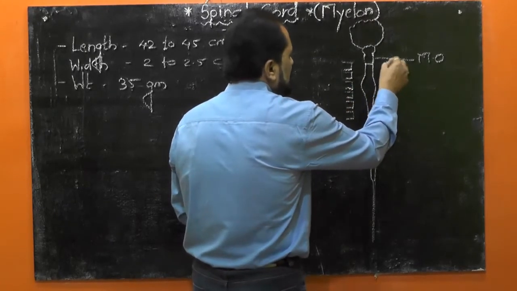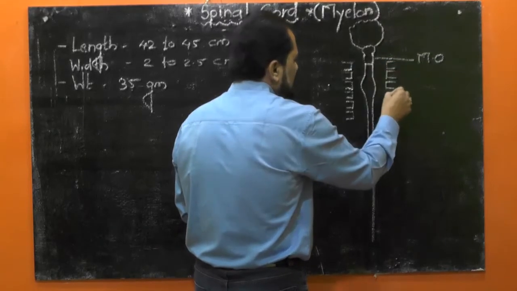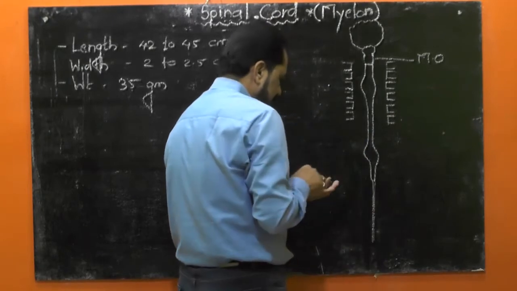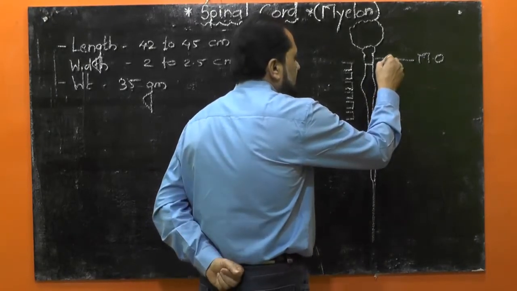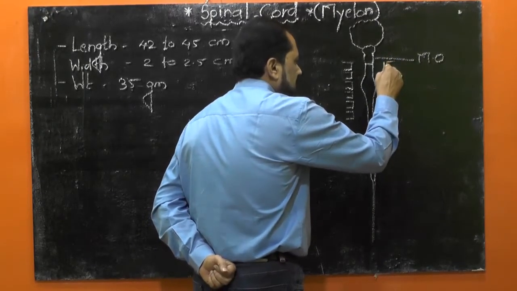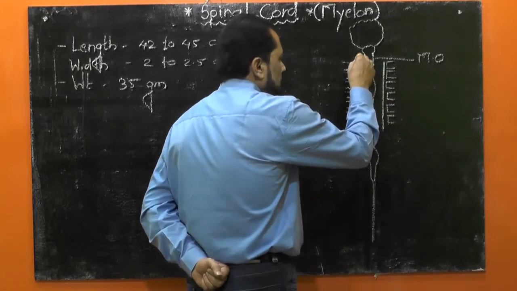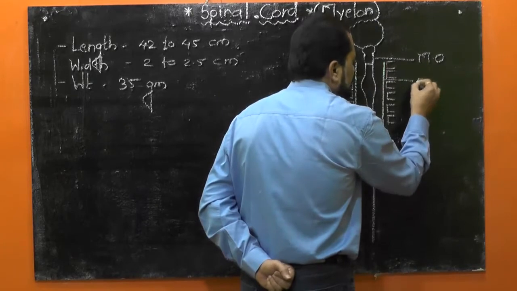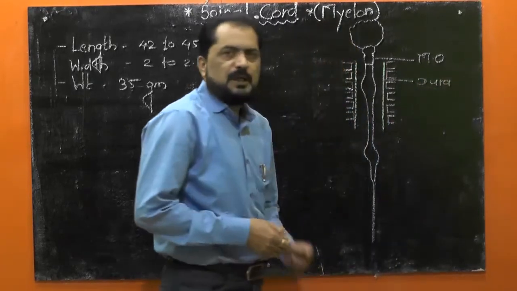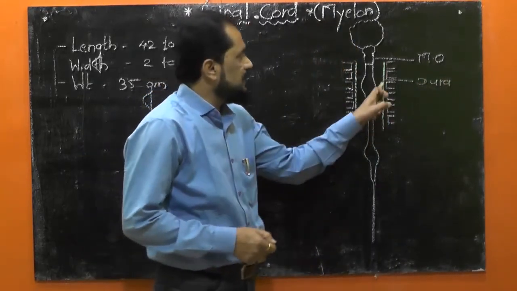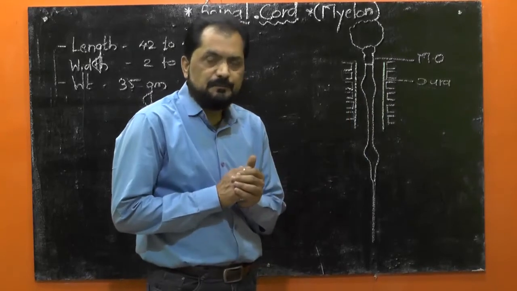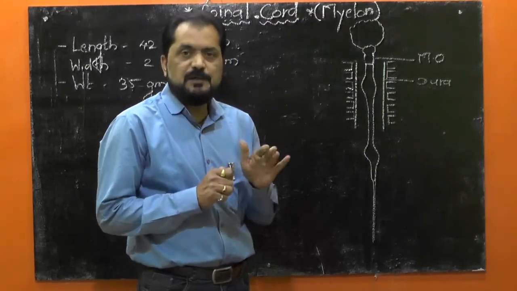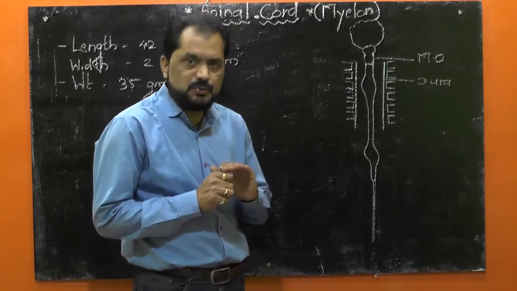I am showing it in this way just for our understanding. And I said that the spinal cord is also surrounded by three meninges. Suppose this is the outermost meninge, that is dura mater. We know there is a little gap between the dura mater and vertebrae, which is known as epidural space, filled by means of adipose tissue.